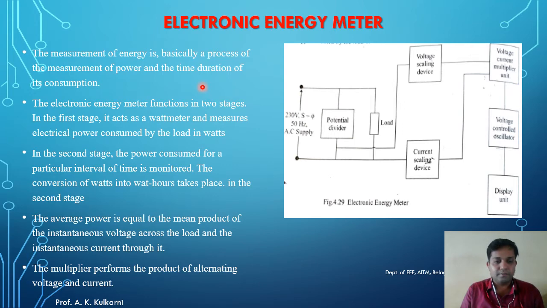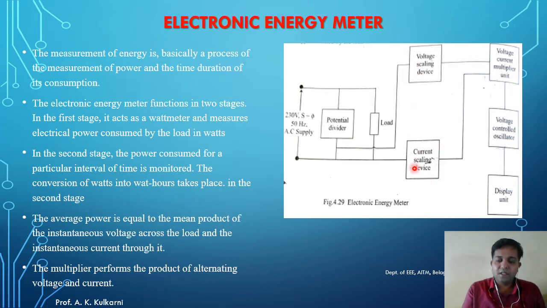Watt hour. Next, the average power is equal to the mean product of the instantaneous voltage across the load and the instantaneous current through the load. So whatever the instantaneous power consumed by this load is nothing but the voltage across this load and the current flowing through it, which is measured with the help of the voltage scaling device and current scaling device.